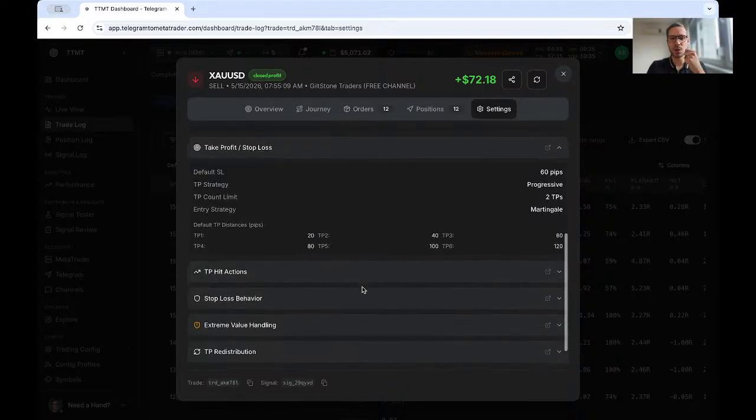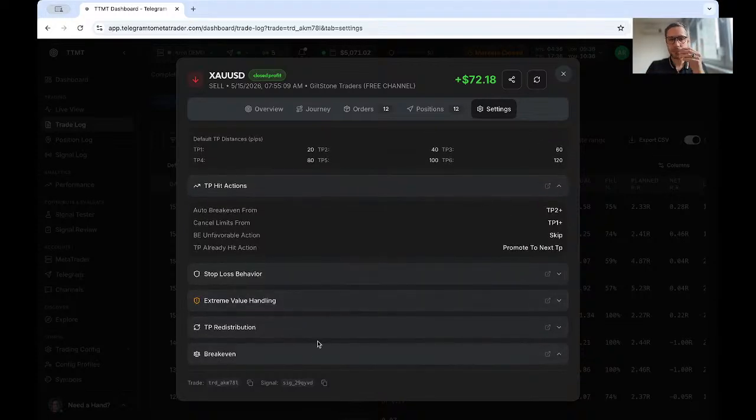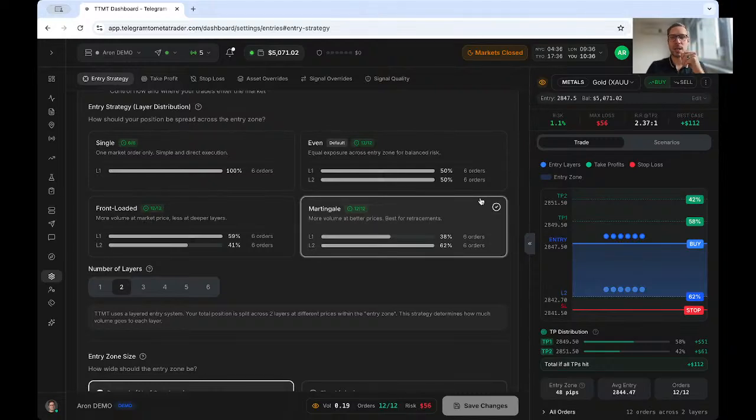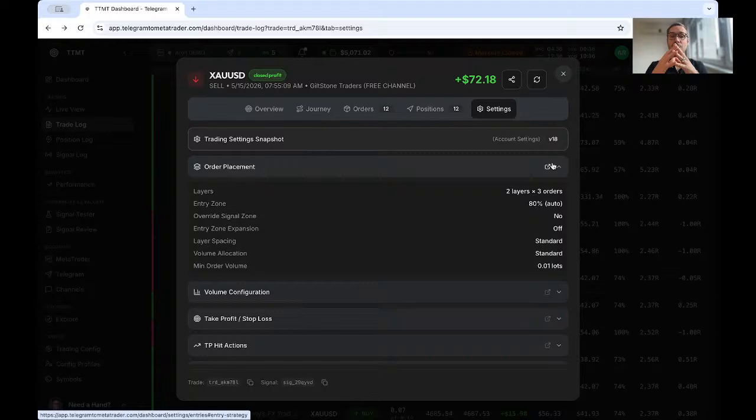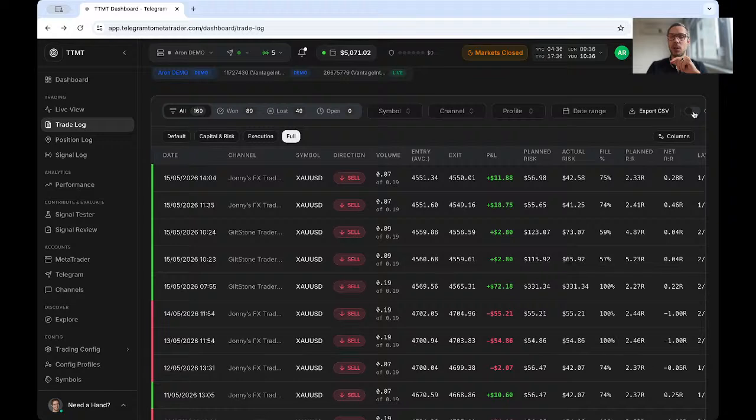What were the take profit and stop loss values, how the system was told to set break even, from which take profit levels, etc., etc. And then you can also go to the settings right from here. But if a config profile is applied to this channel, then you can go to the config profile. So this is the trade log. You can also select and export your trades to a CSV. Some power users are doing their own research and examining the executions, the data within a Google Sheet or an Excel sheet. This is the feature for that.